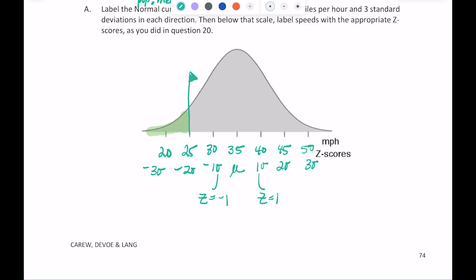So if you'll recall, anywhere from 25 to 45 is 2 standard deviations above and below the mean. And using the empirical rule, we know that that area in between the two flags is 95%.